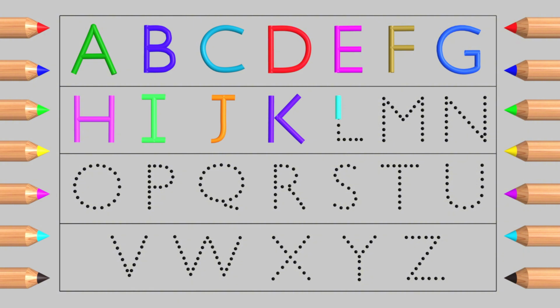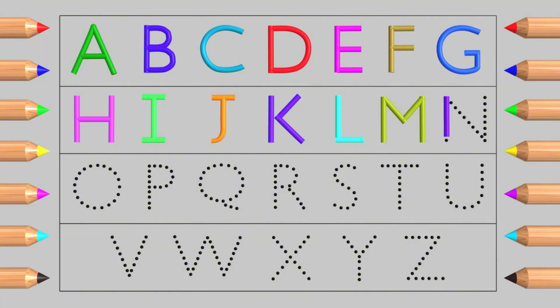L. This is uppercase L. One line down, one line across. M. This is uppercase M. Two tall lines with two diagonal lines in the middle.